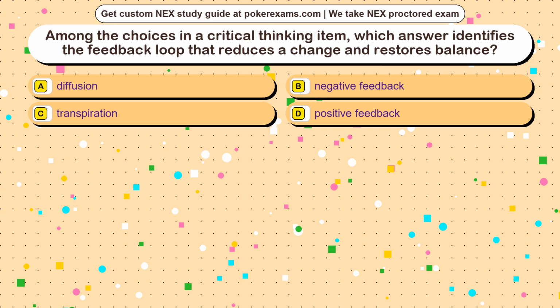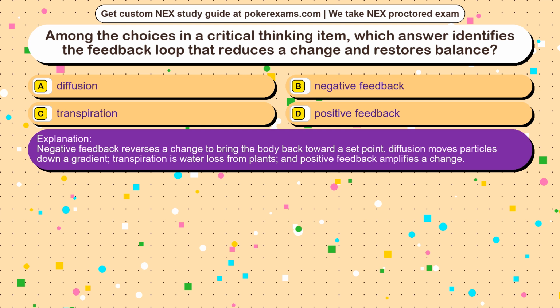The correct answer is option. Negative feedback reverses a change to bring the body back toward a set point. Diffusion moves particles down a gradient, transpiration is water loss from plants, and positive feedback amplifies a change.